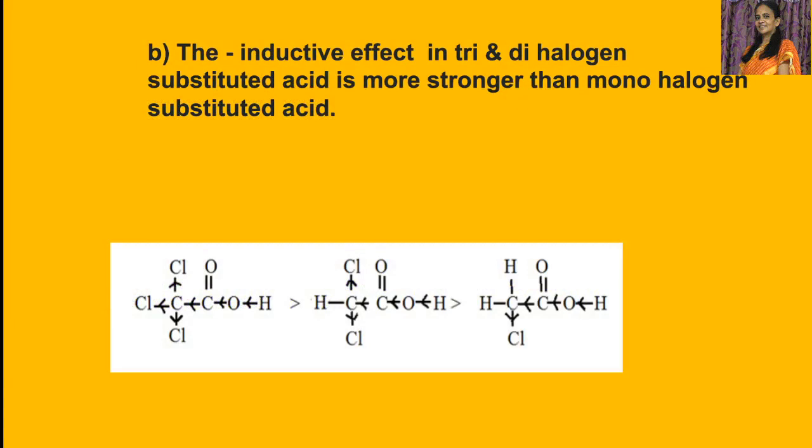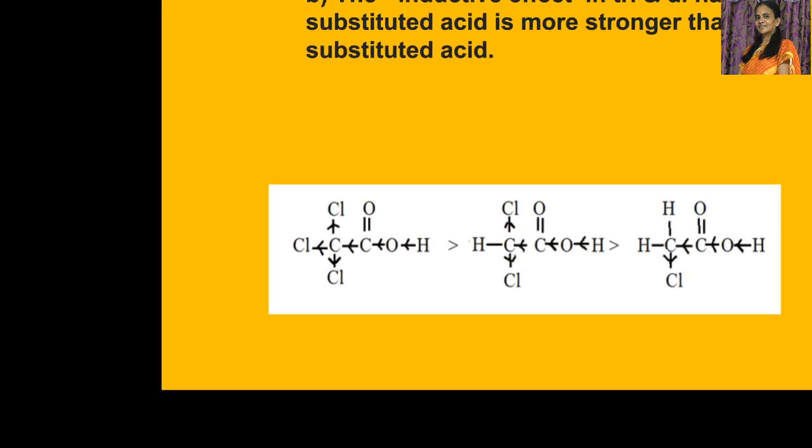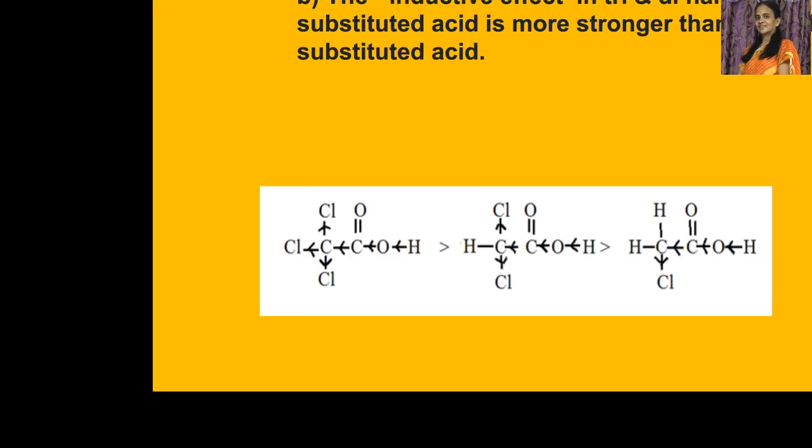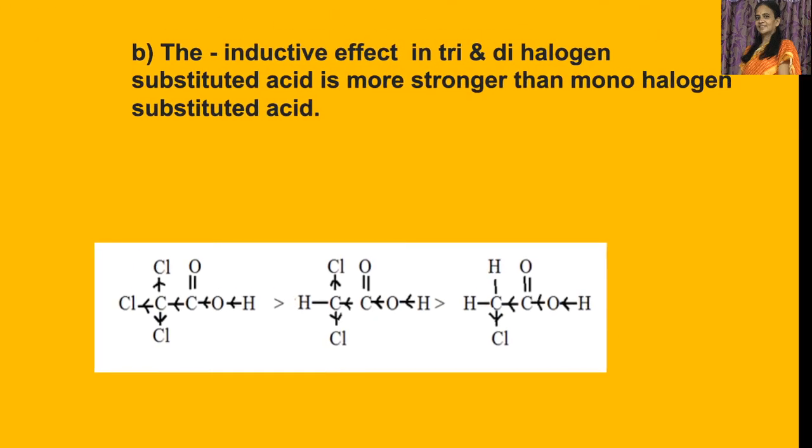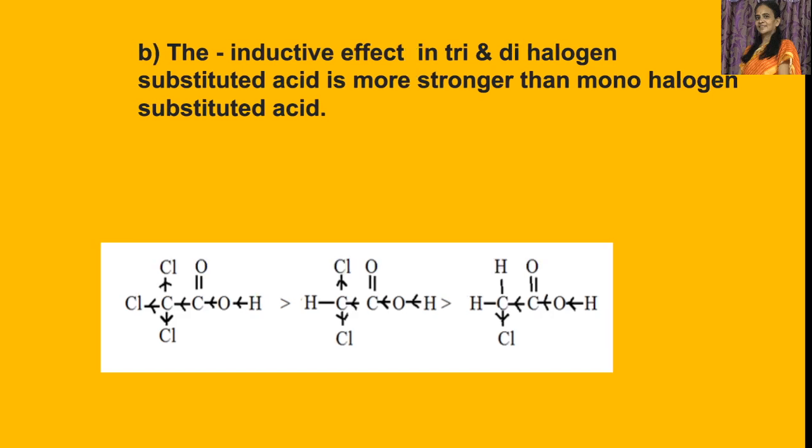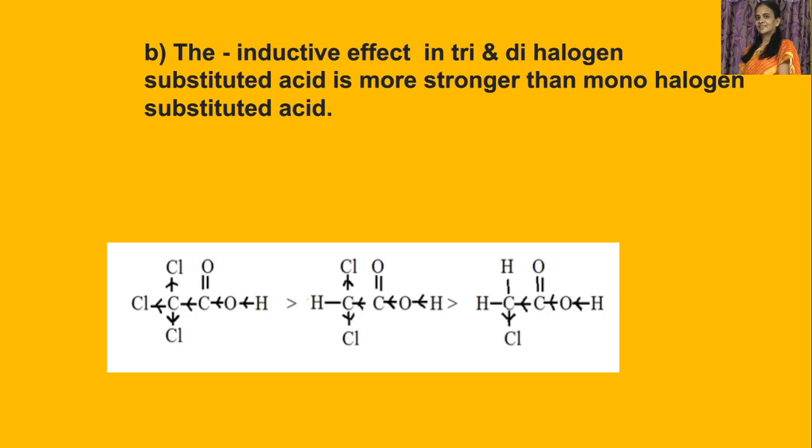Now let's consider, as the number of halogen atoms increases, what happens to the acidic strength of the acid? Let us discuss. First of all, let us consider this one. This is trichloroacetic acid, this is dichloroacetic acid, this is monochloroacetic acid. Consider this acetic acid, 1, 2, 3. Alpha trichloroacetic acid, alpha dichloroacetic acid, and monochloroacetic acid. Now let us compare the strength of these acids.